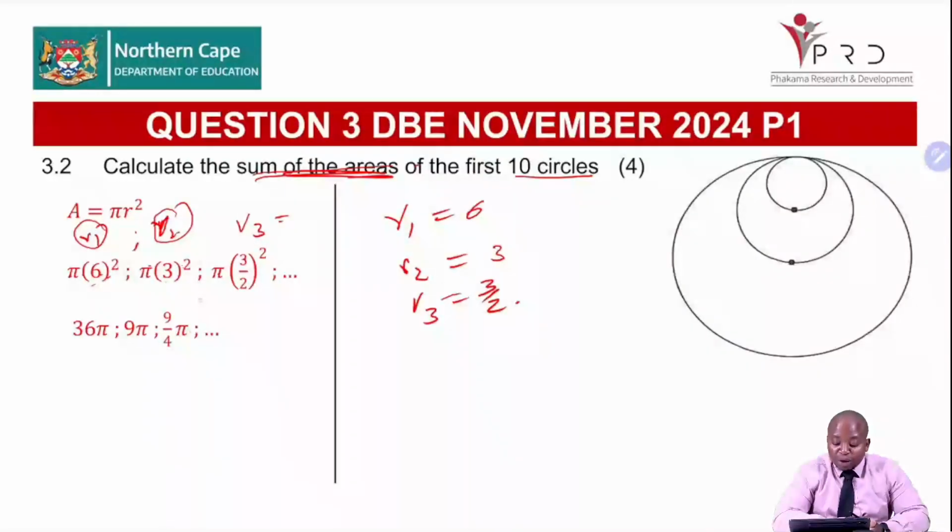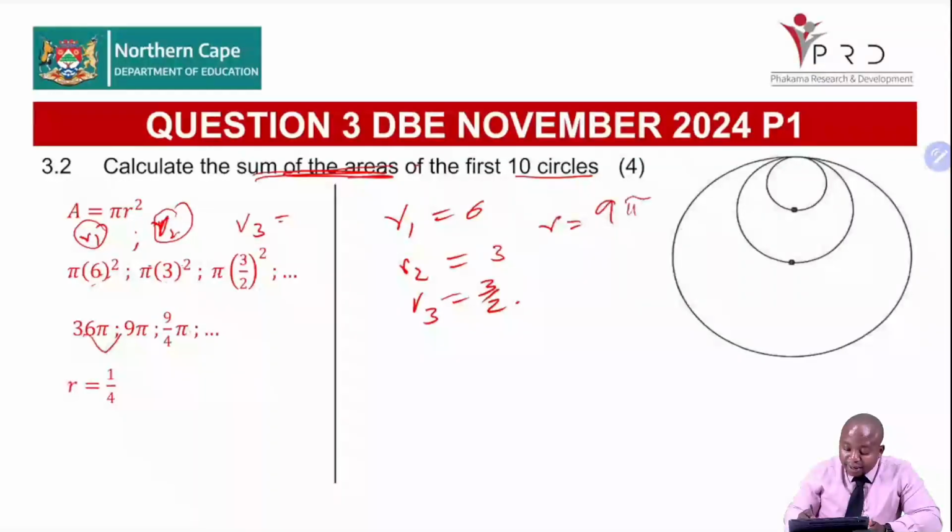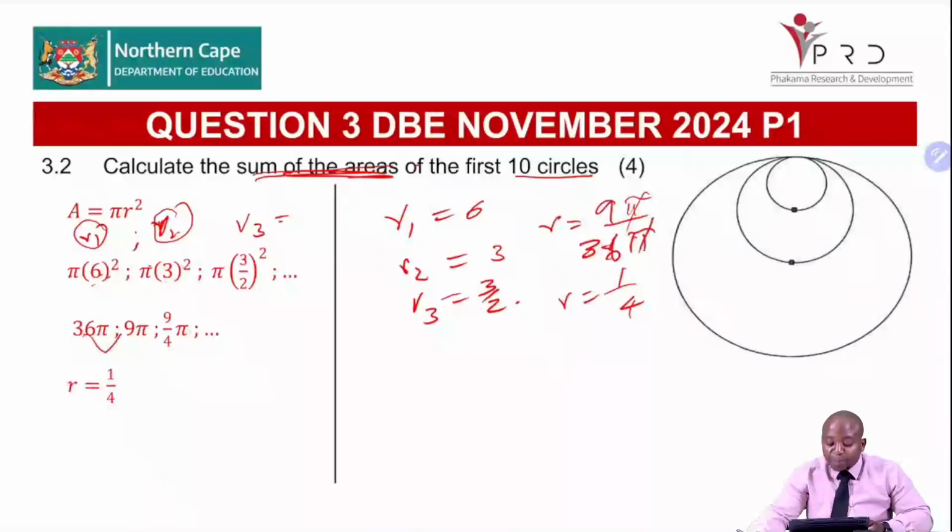Because we are looking for the sum of the areas, we need to find a and r. Our r is going to be 9 pi over 36 pi. Then pi and pi will divide out, and r is going to be 1 over 4. Why are we using r? Remember, we are told this forms a geometric sequence.